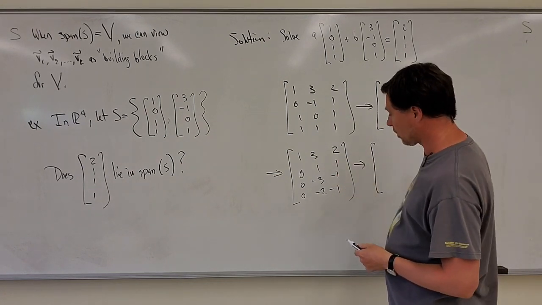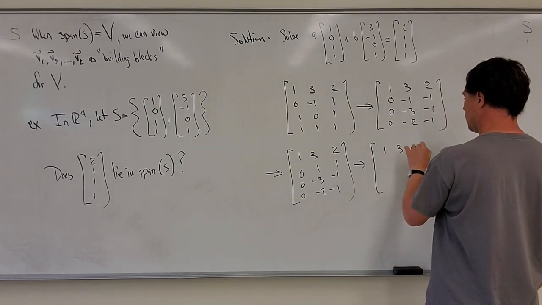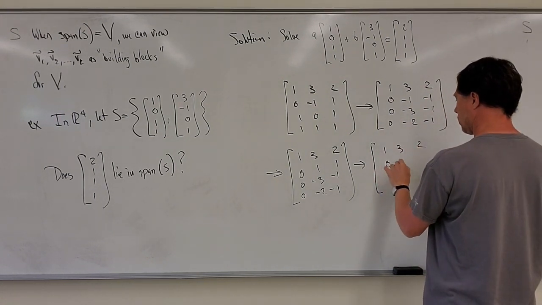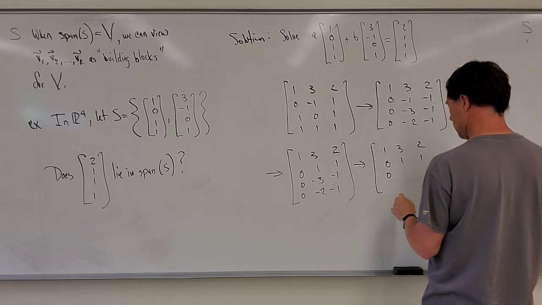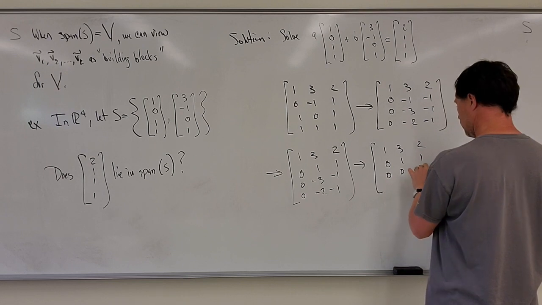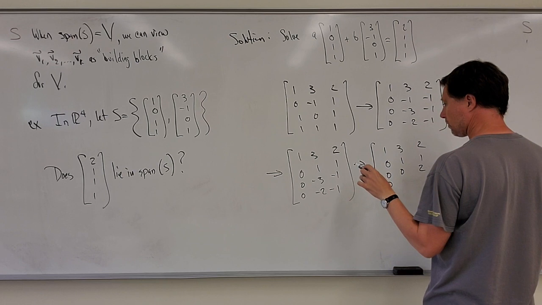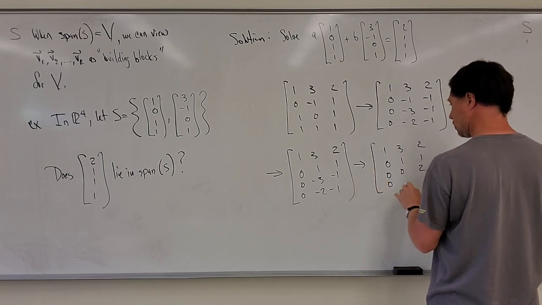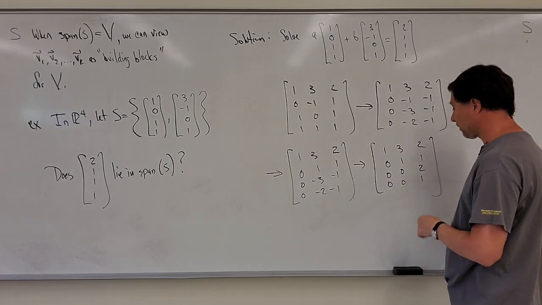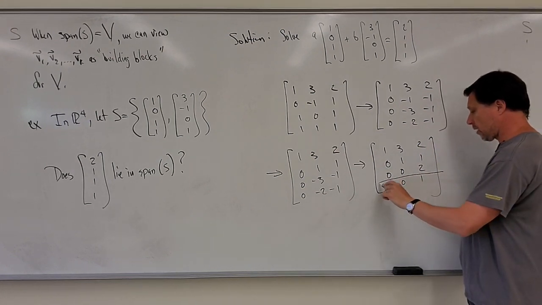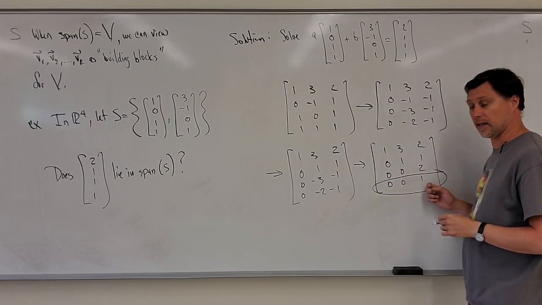So here's a leading 1 now. I want to clear out these entries right down below. And so I'll get 1, 3, 2; 0, 1, -1; 0, 0, -4; 0, 0, -3; and so on, ending with a row of 0, 0, 1. Hey, check this out. We've got a row right there consisting of zeros followed by a 1 at the very end. So what does that mean?